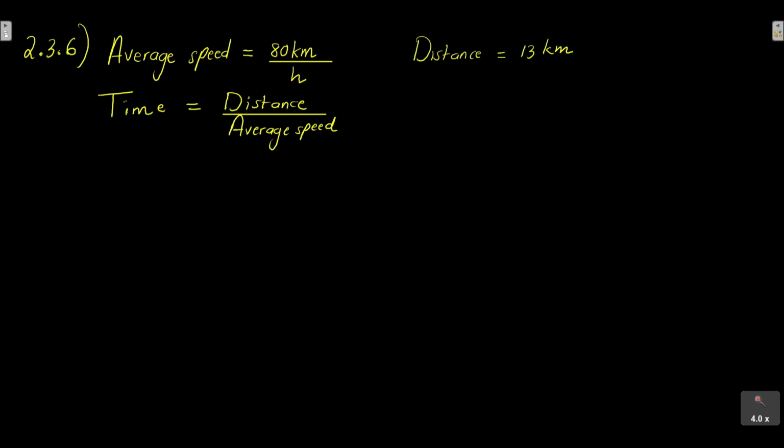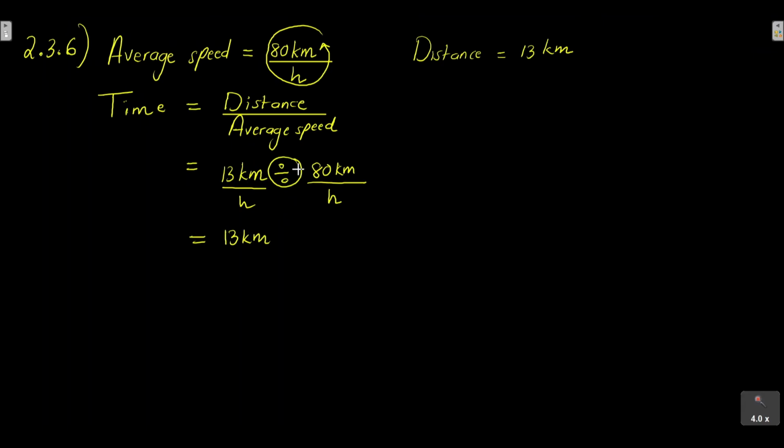So let's just substitute. Kilometers, right? Divided by the average speed, which is 80 kilometers per hour. So it's 80 kilometers per hour. I'm writing it like this on purpose so that you'll see the units that are supposed to cancel. We already know it's supposed to be 13 kilometers.